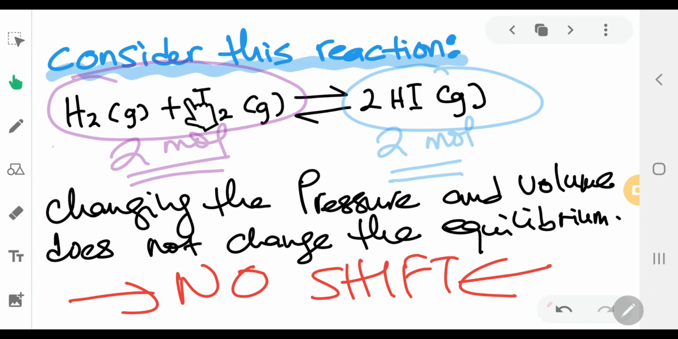Okay, you don't have any movement of the equilibrium position to the fewer or to the more, or to the left or right, because you have the same number of moles of gaseous species, no matter how much you change the pressure or the volume.